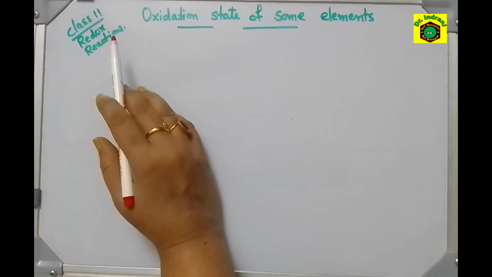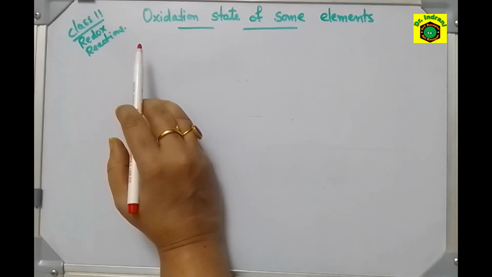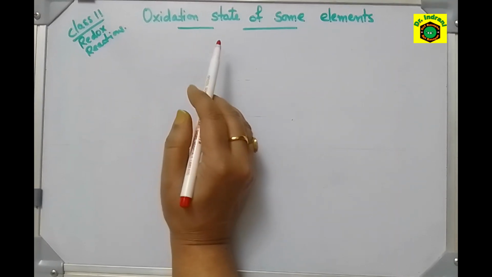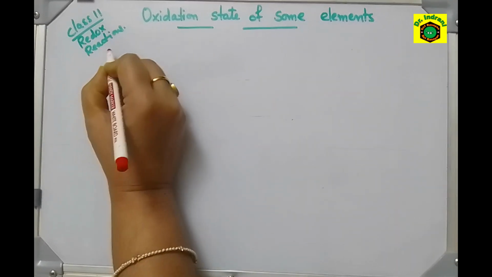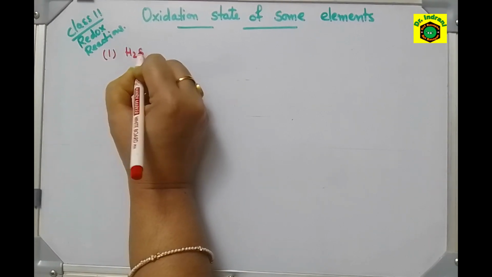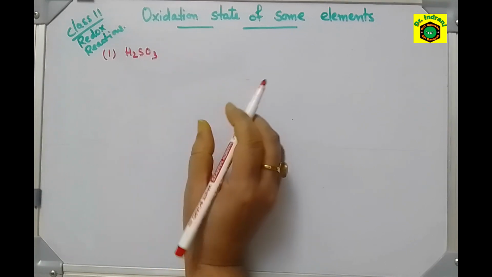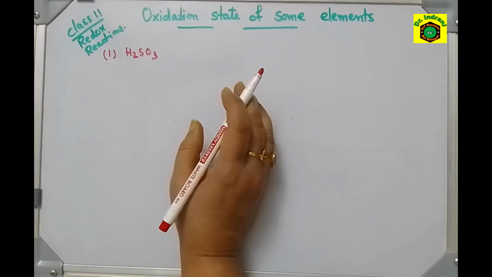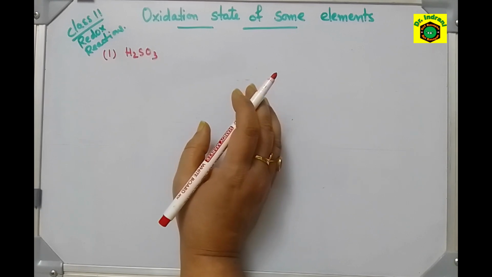Today under class 11 Redox Reactions, we will find out the oxidation state of sulfur in some compounds. So the first compound I am taking is H2SO3. We know H2SO4 means sulfuric acid, H2SO3 is sulfurous acid.